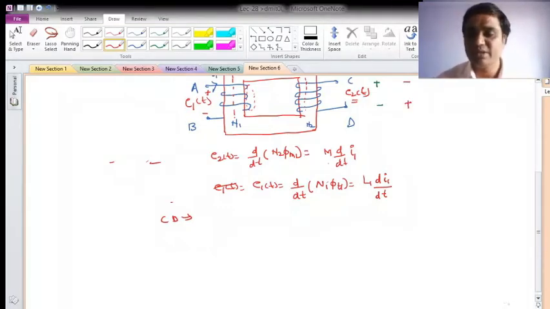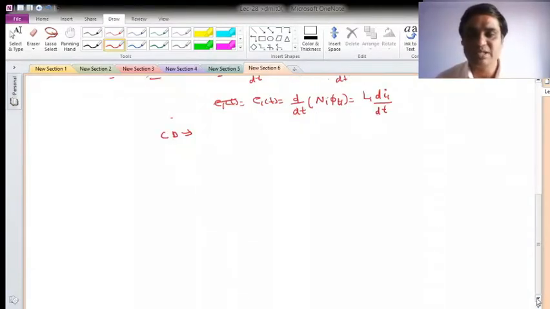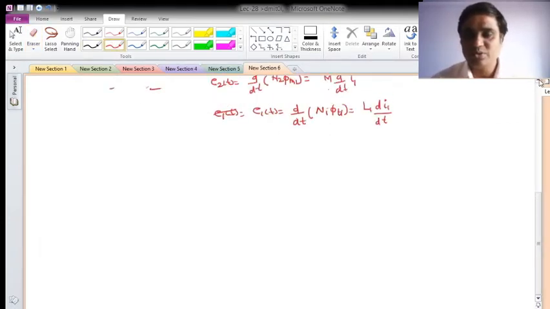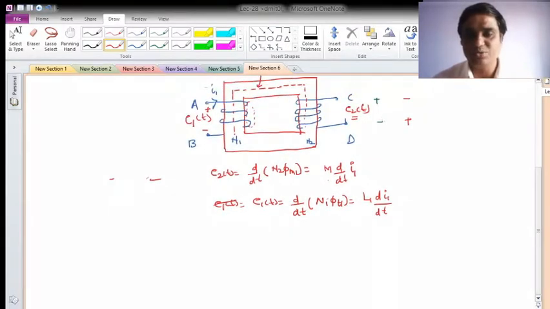This way only we have to decide. Now out of these two, which one is correct, that we have to basically see here in order to do the dot convention. That was our problem here. Okay, so to see it, let me see what will happen now. As we said, in order to decide this polarity C and D, I have to use Lenz's law.